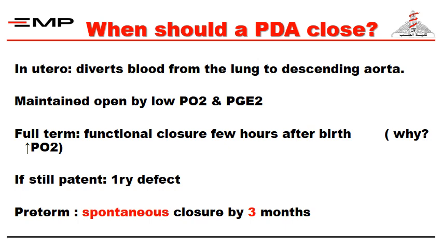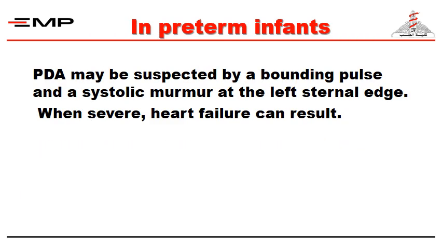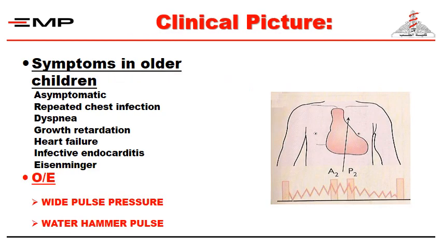So although in the preterm it might cause very big problems, yet it can close spontaneously later on. So the PDA in the preterm infant might be suspected by bounding pulse and a systolic murmur at the left sternal edge when severe heart failure can result. But it is important to know that the PDA in a full term doesn't always exhibit this murmur, and we're going to talk about it now.